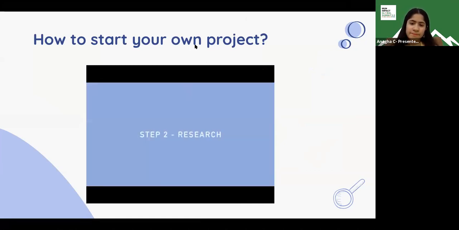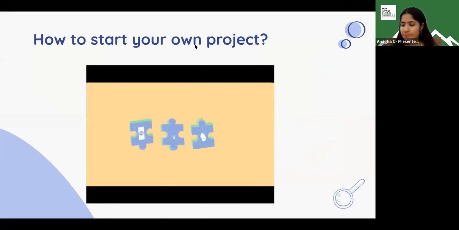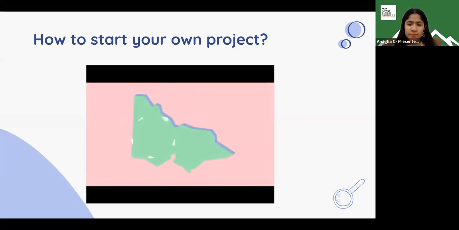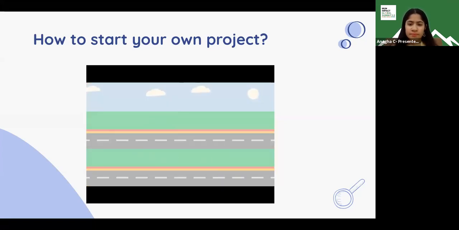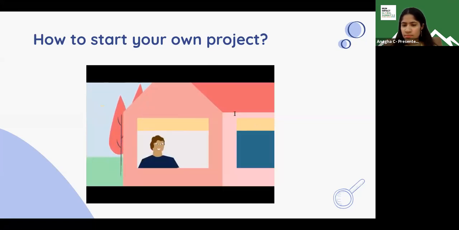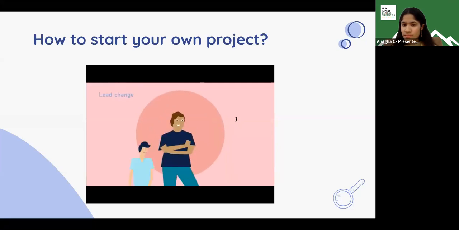Step 2. Research. What gap in the community does your idea fill? Is there a need? Is your project already offered somewhere nearby? In some cases, advocating for changes or joining within existing projects might be the best way to achieve your goals, rather than starting a new project. Nothing currently available? Time to lead your own project.